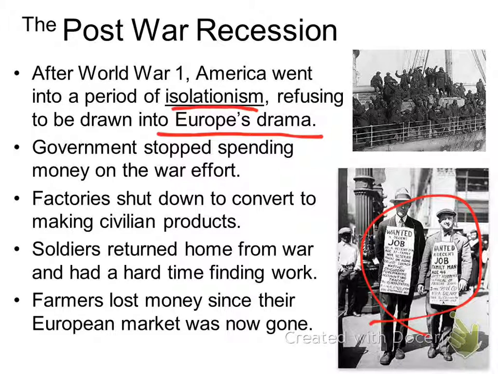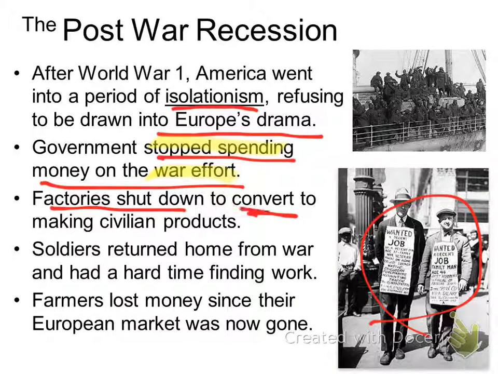The second bullet, the government stopped spending money on the war effort. Now again, why would we do that? Well, because the war's over. We stopped spending on the war. Why? Because the war is over. Factories shut down to convert to making civilian products. In some cases, we had maybe 2 or 3 shifts working, making the weapons of war, and we no longer needed those 2, 3 shifts.